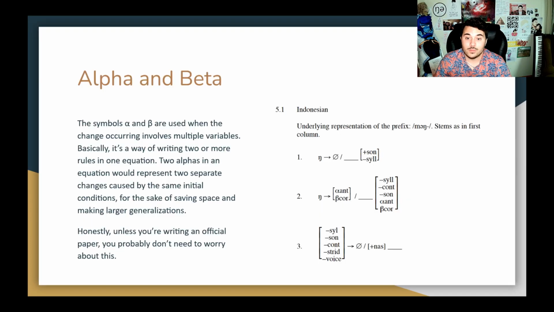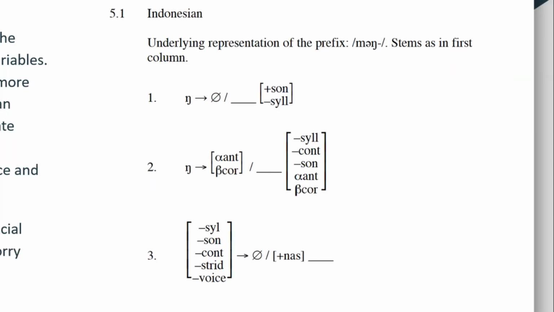Then there's also some even more advanced stuff that helps you condense these formulas even more. So there's alpha and beta. You might see those in sound change rules sometimes, and it's kind of confusing. It was very confusing to me for a long time, even when we were learning it in school. So the symbols alpha and beta are used when the change occurring involves multiple variables. Basically, it's a way of writing two or more rules in a single equation. Save space.